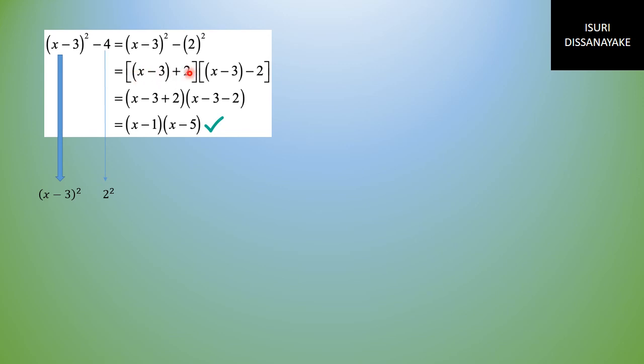And then you can simplify within each bracket. x minus 3 plus 2 means x minus 1. x minus 3 minus 2 means x minus 5. Now, within these brackets also, you simplify and you can write the final answer like this.